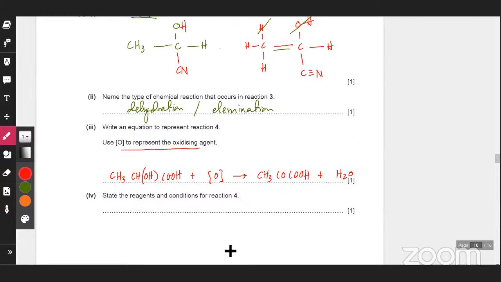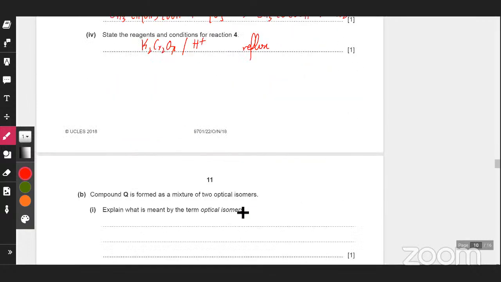And state the reagents and conditions for reaction 4. That is what we just did. It's acidified K2Cr2O7, and there's going to be reflux. Okay, so that's part 4.